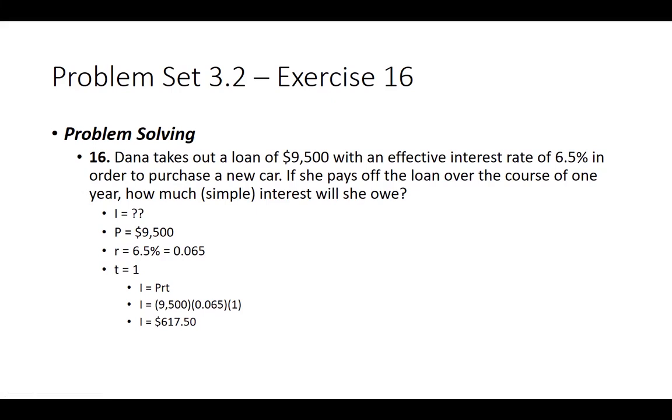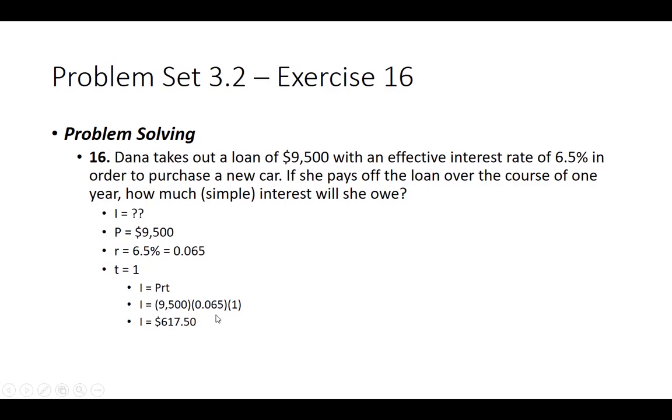Number 16. Dana takes out a loan of $9,500 with an effective interest rate of 6.5% in order to purchase a new car. If she pays off the loan over the course of 1 year, how much simple interest will she owe? We're told that it's simple interest. That's I equals PRT. P is 9,500. R is our percentage as a decimal, 0.065. And since we're talking about 1 year, T is 1.